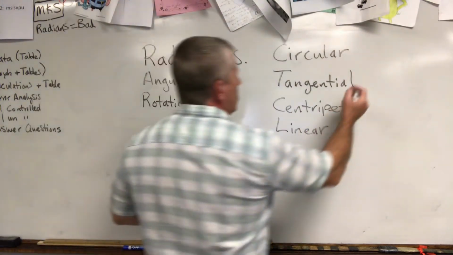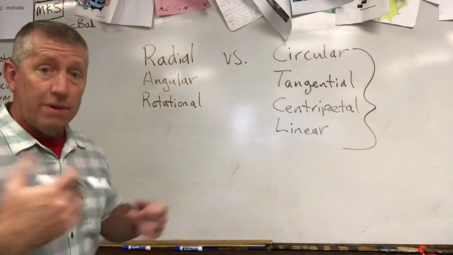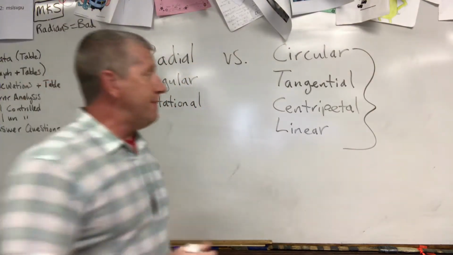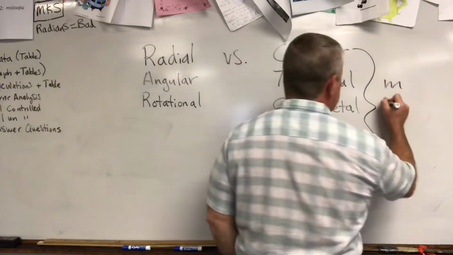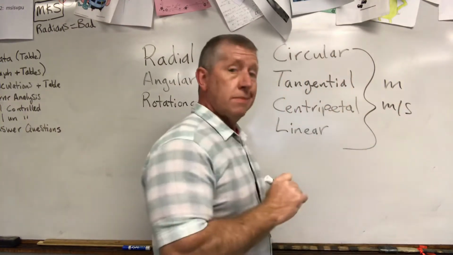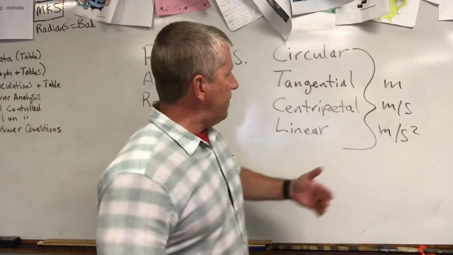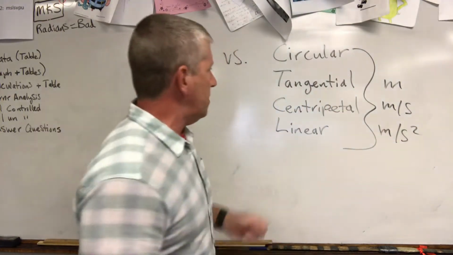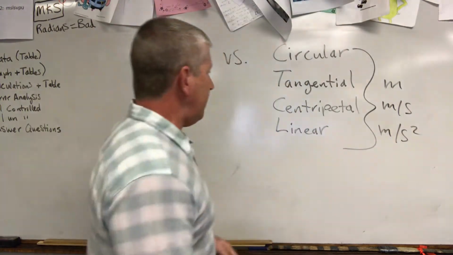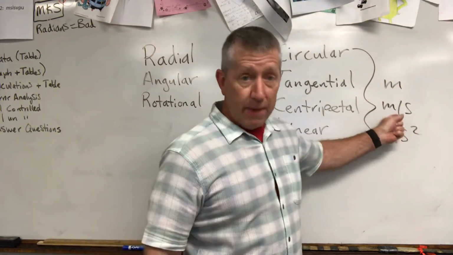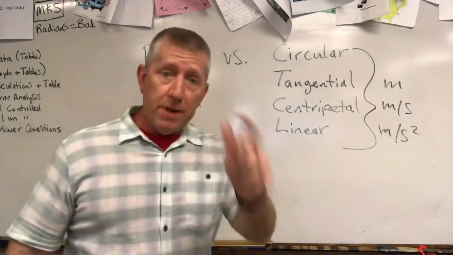The units that we use when asked to find tangential or centripetal or linear or circular are meters per second, or meters per second squared. That would mean you're asked to find the tangential distance, or maybe the centripetal acceleration, meters per second squared, or maybe the linear velocity, meters per second.